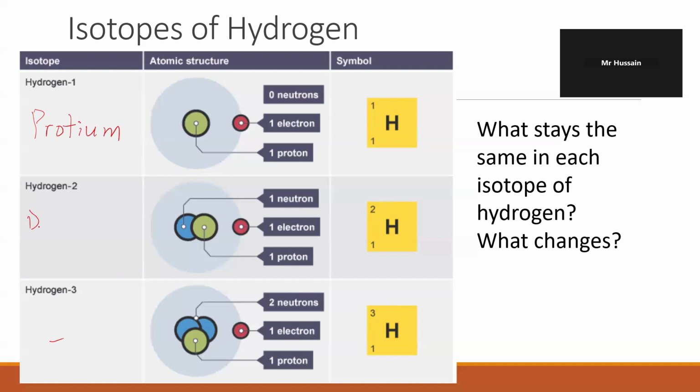Hydrogen-1 is called protium. Hydrogen-2 we call deuterium. Hydrogen-3 is called tritium. Remember, in your exam, if they say you have been given a deuterium atom, remember the hydrogen which has an atomic mass of 2.